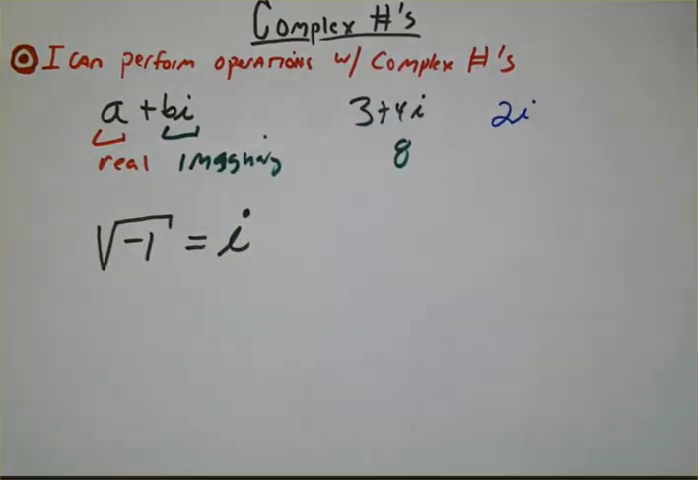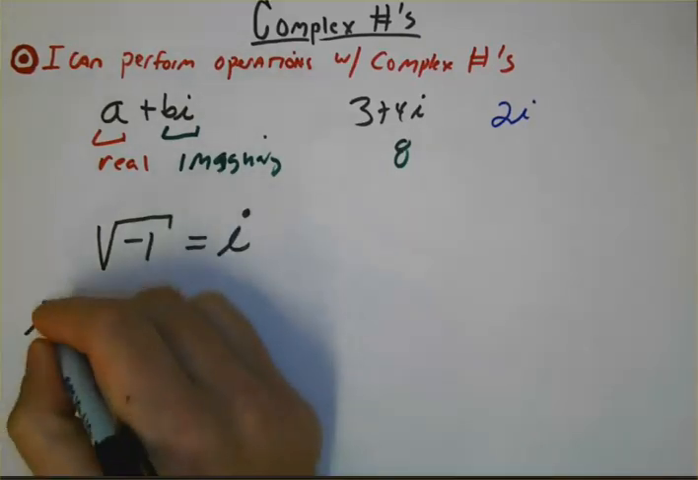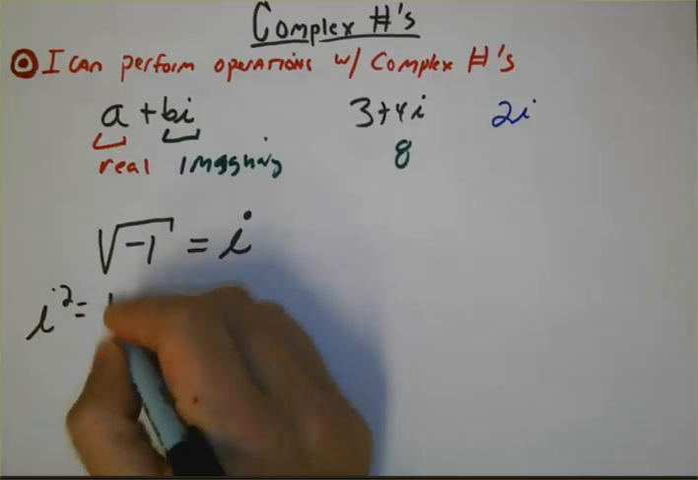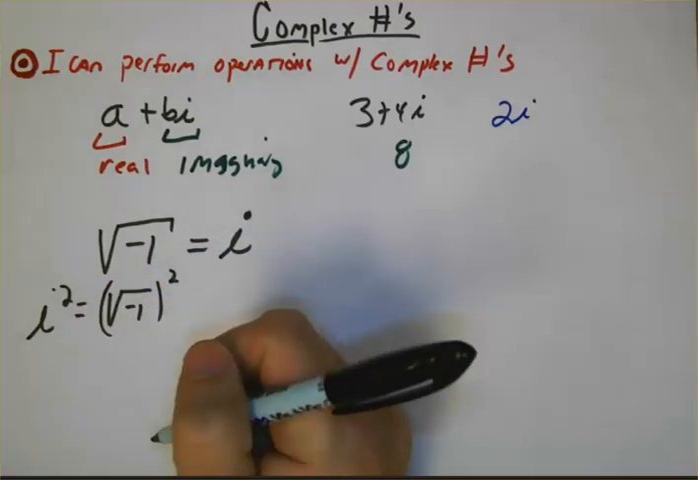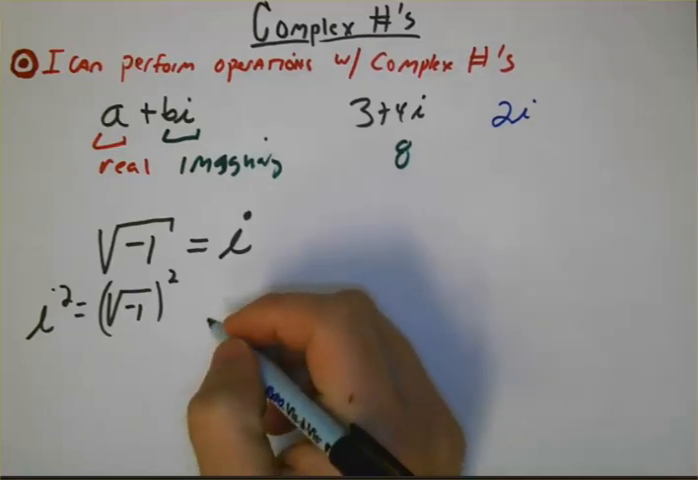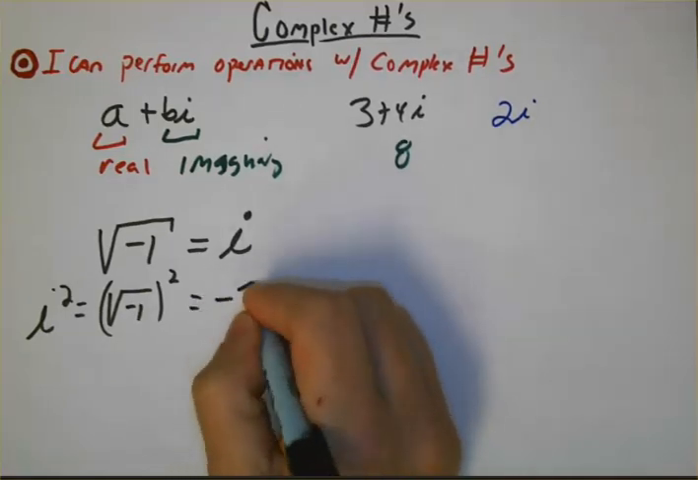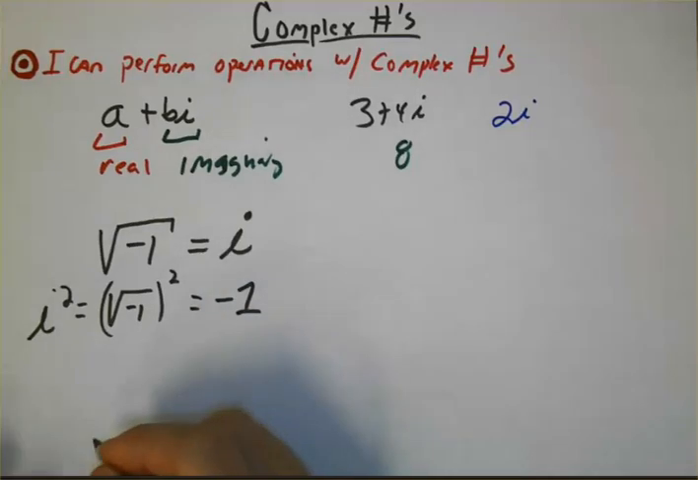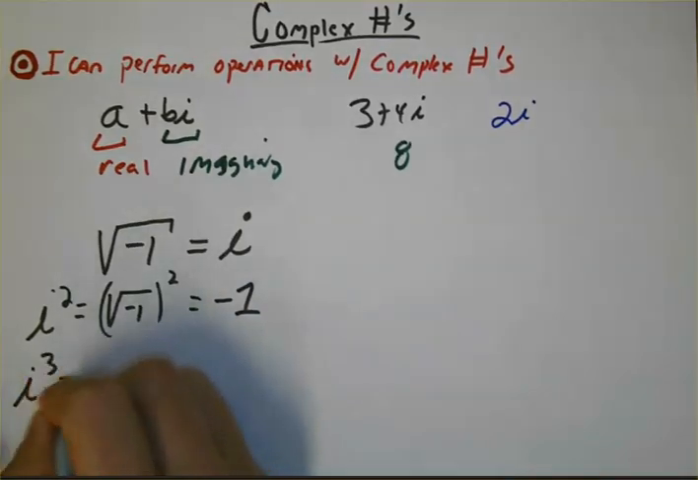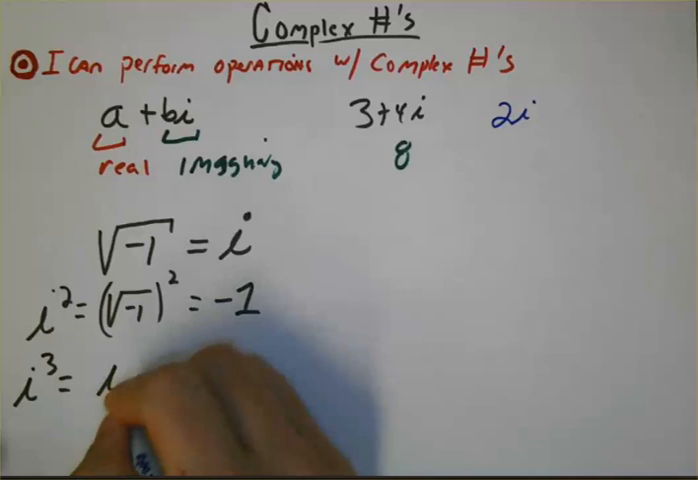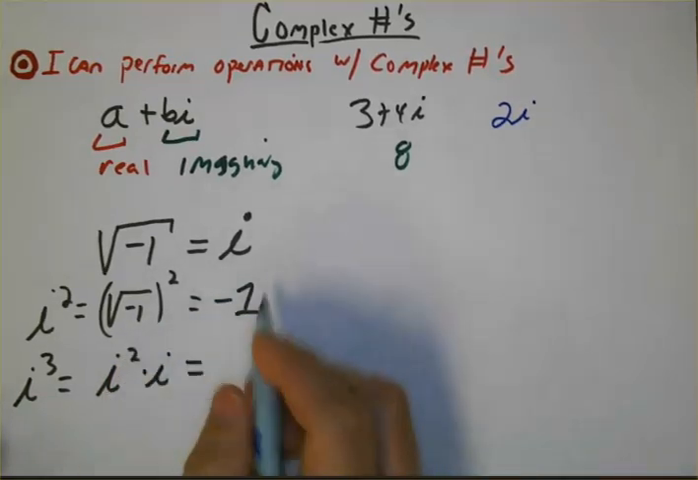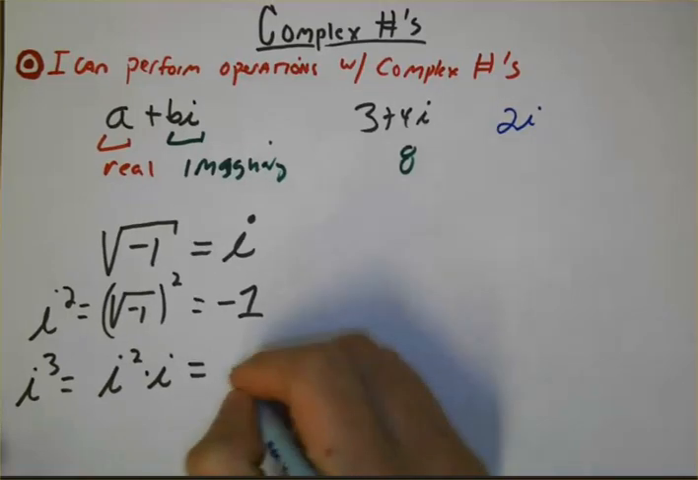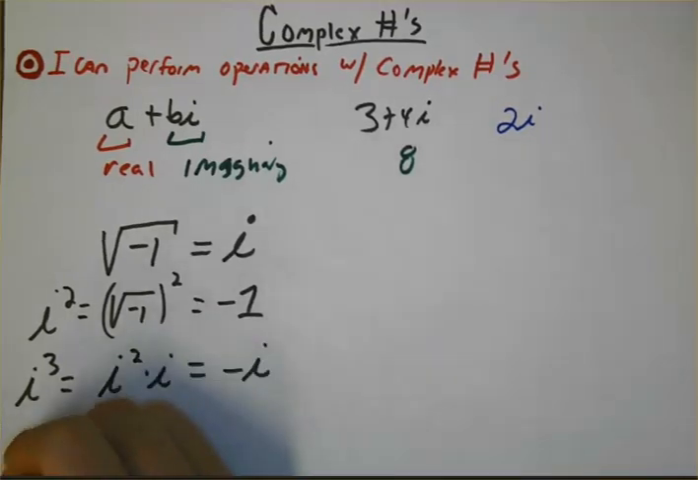So what do we know about that? Well, if the square root of -1 is i, then i squared is equal to the square root of -1 squared, right? So what's that equal to? Well, that's equal to -1. And then if you say, what's i cubed? Well, i cubed is going to be i squared times i. I squared we just found is -1, and so this becomes -i.